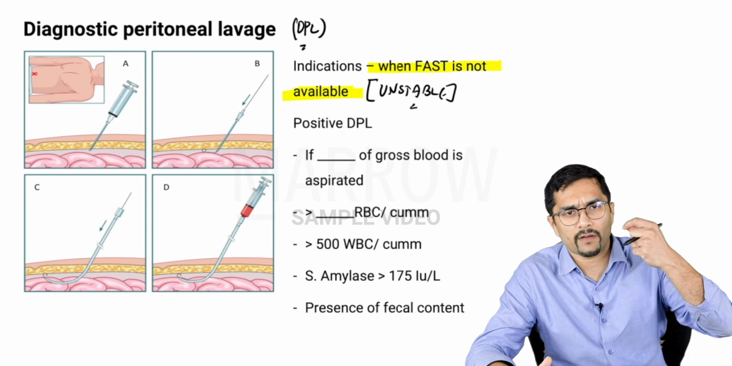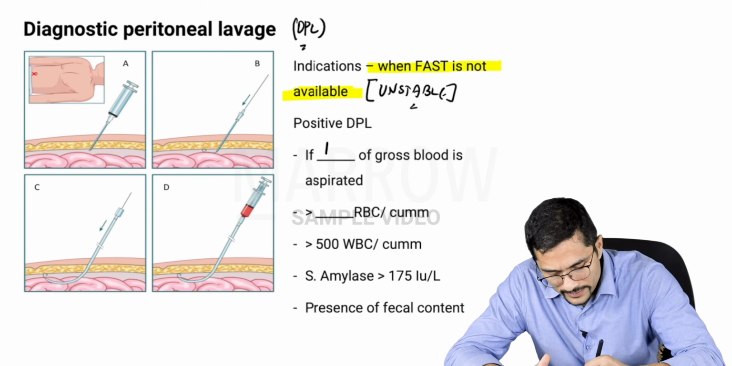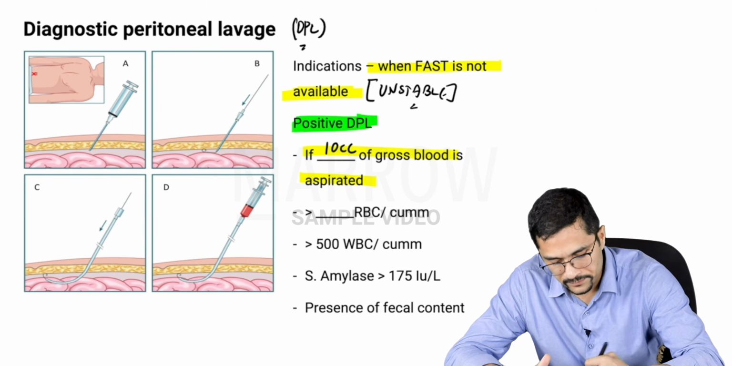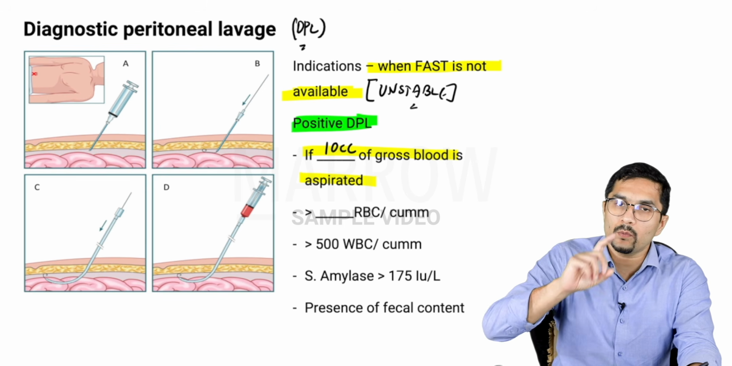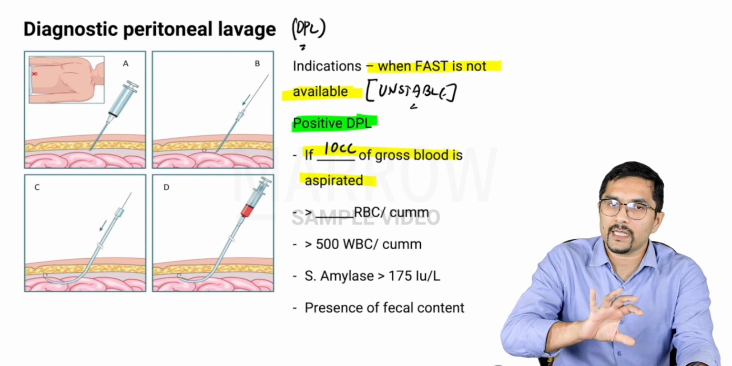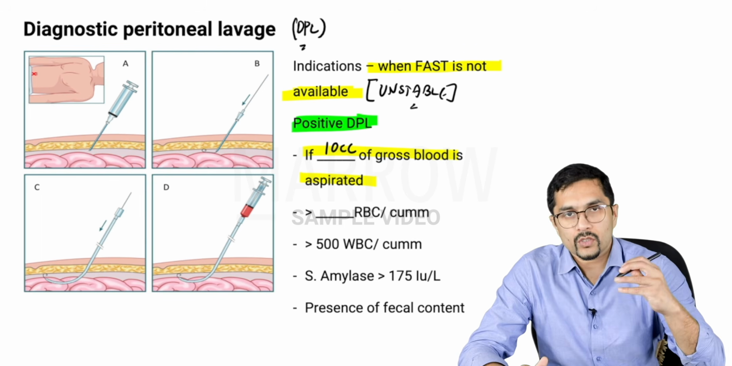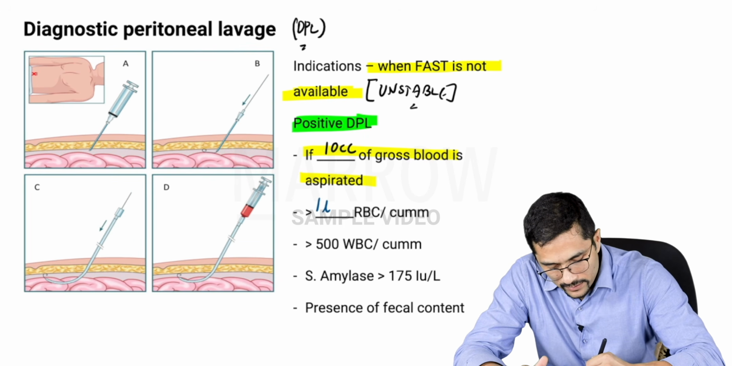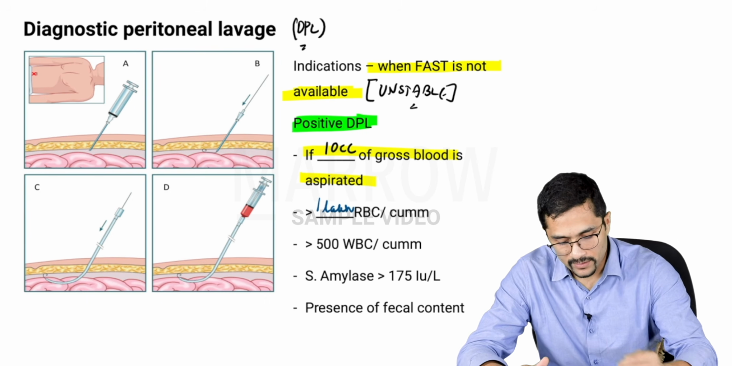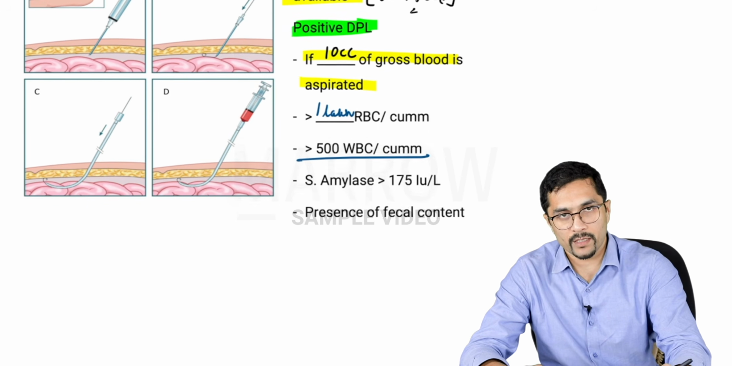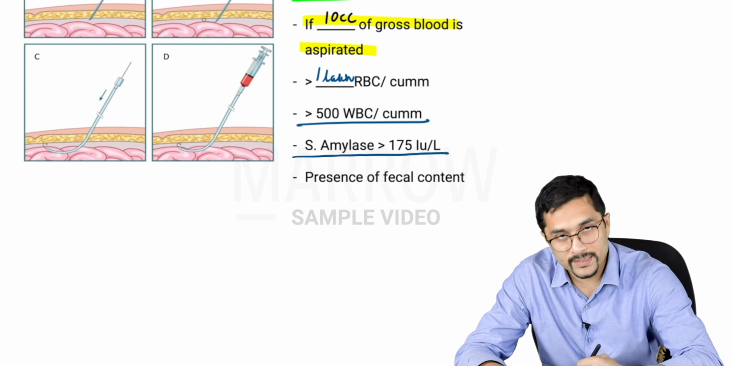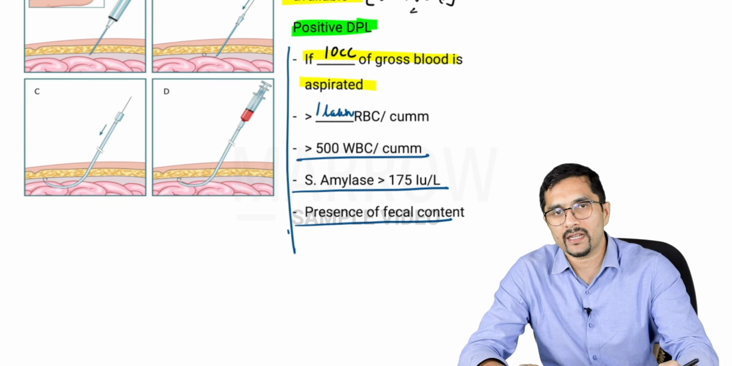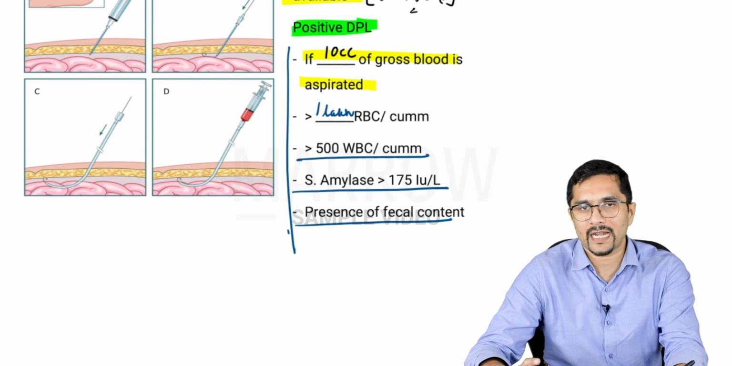In diagnostic peritoneal lavage, we first aspirate. If 10 cc of gross blood is aspirated, it is considered positive. If not, then we instill 1 liter of saline, and after instilling 1 liter of saline, we aspirate. The criteria are more than 10 cc of gross blood aspirated, or 1 lakh RBCs per cubic millimeter, or more than 500 WBCs per cubic millimeter, or serum amylase more than 175, or the presence of fecal or food content. All this is a positive DPL, and patients with a positive DPL also land up with a laparotomy.